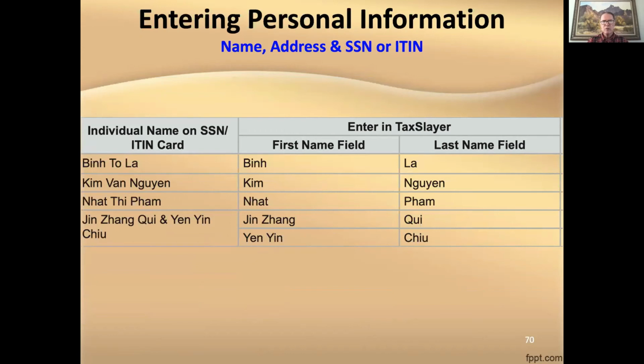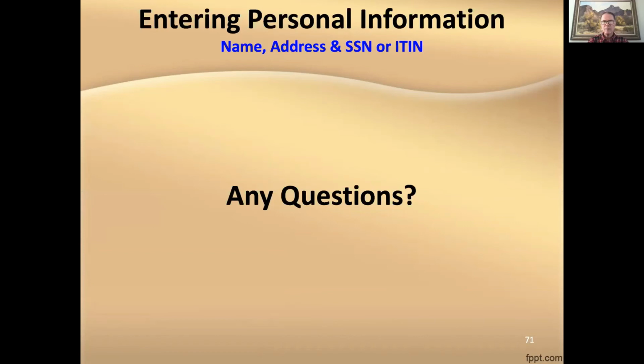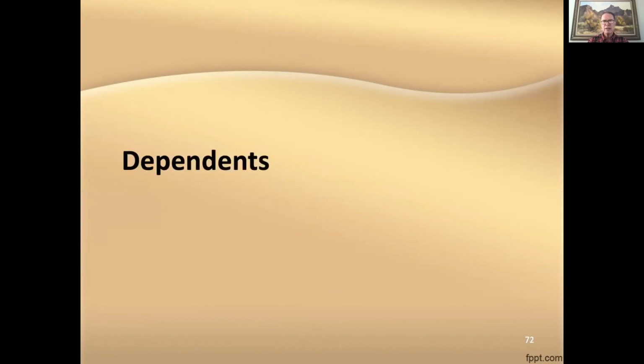The same for names that are more of Asiatic descent. And frankly, I've never had a real problem with first name and last name fields, because whatever's on their Social Security card is what I type in. Okay, that's name, address, Social Security, ITIN numbers. So now we're up to dependents.